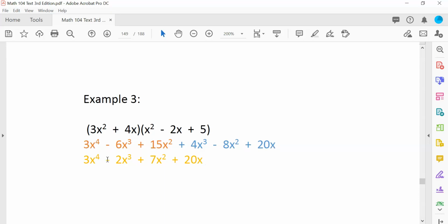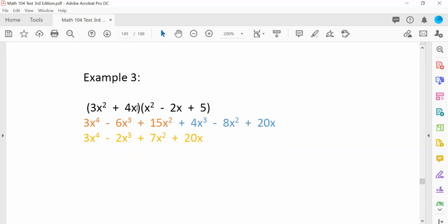3x to the fourth, nothing to combine there. The minus 6x to the third and the plus 4x to the third can combine and give you minus 2x to the third. The 15x squared and the minus 8x squared can combine to give you 7x squared. And then the 20x is all by itself. So that's how you multiply polynomials times polynomials.